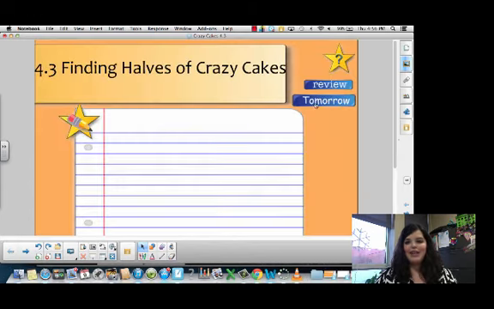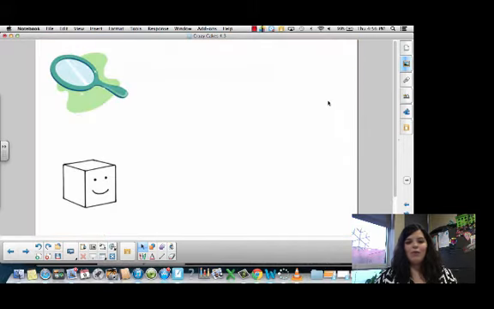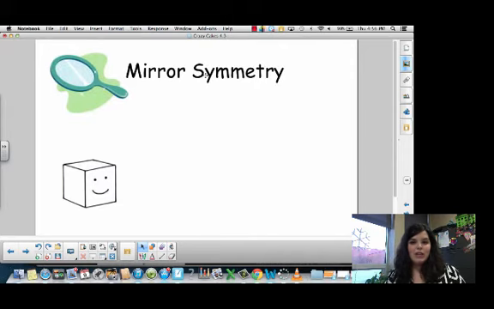All right, let's take a look at one more review piece. Today I mentioned a vocab word that we didn't highlight and we hadn't written down in our notebooks yet, so I want you to add that today, and that is called mirror symmetry. Hopefully you remember me saying that today.